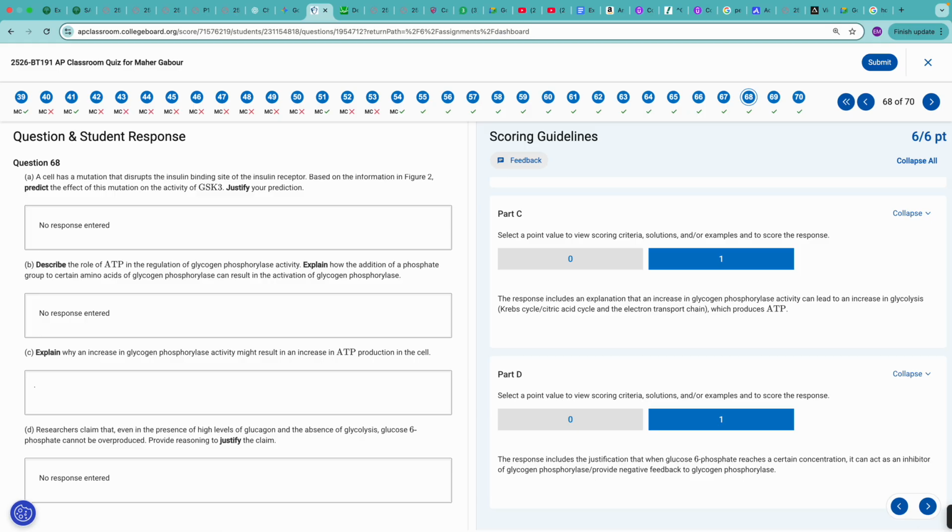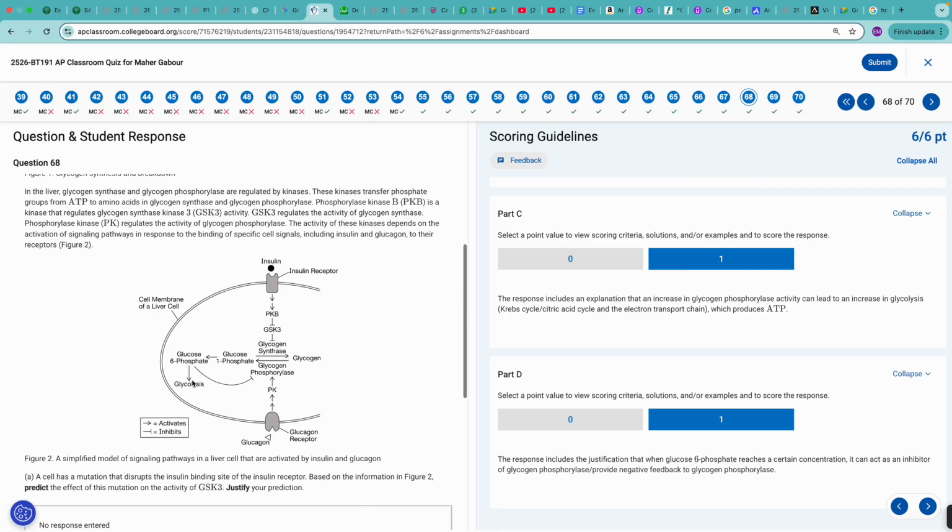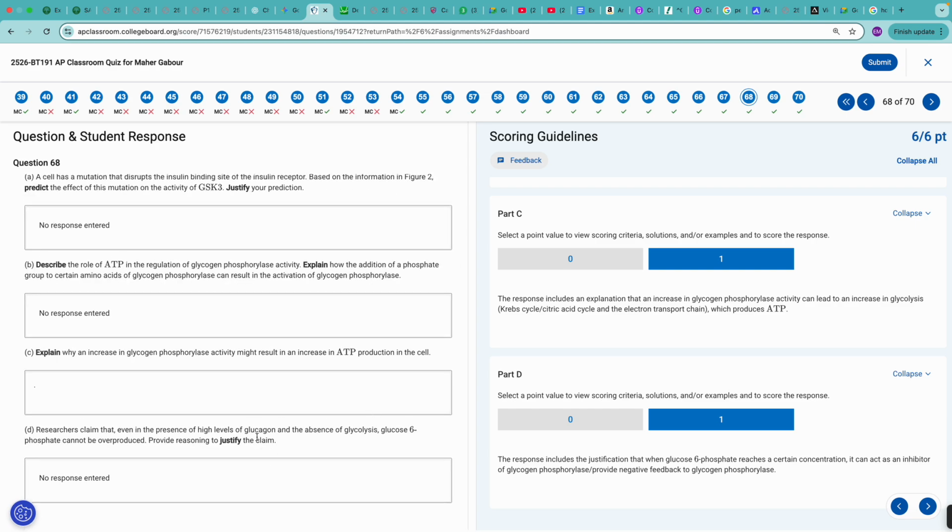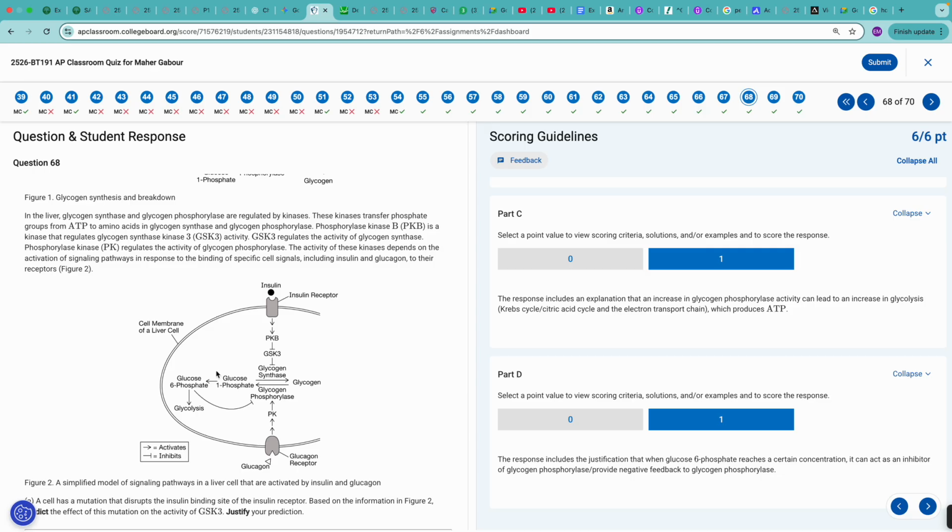Researchers claim that even in the presence of high levels of glucagon and the absence of glycolysis, glucose 6-phosphate cannot be overproduced. Provide reasoning to justify the claim. Why is glucose 6-phosphate never overproduced, even though they said that glycolysis isn't happening? Okay, absence of glycolysis and high levels of glucagon. That means you're having a lot of glucose 6-phosphate being produced because a lot of glycogen is being broken down by glycogen phosphorylase.